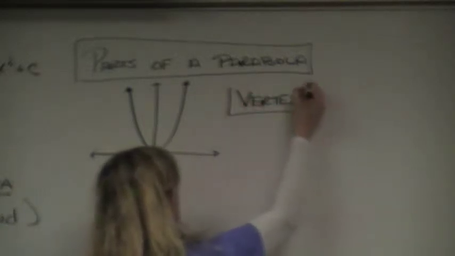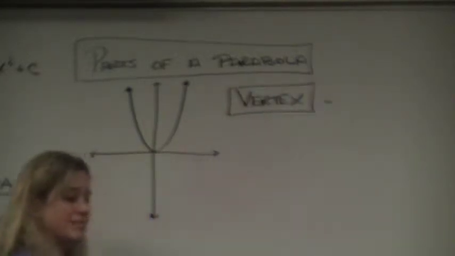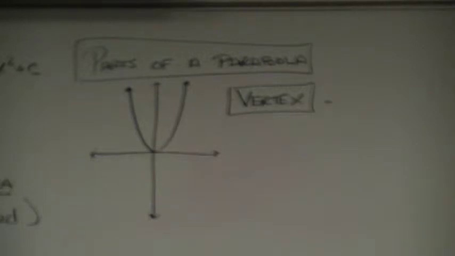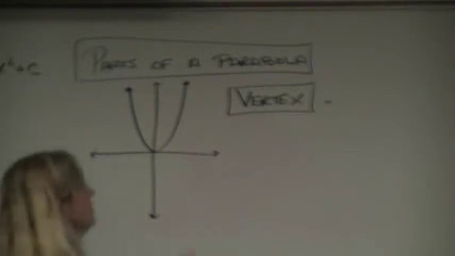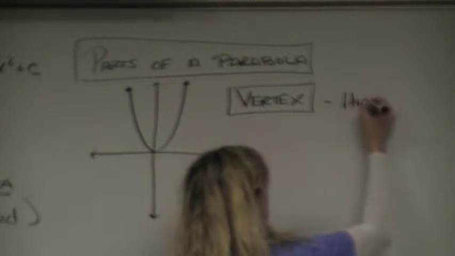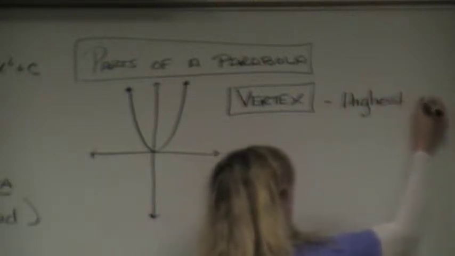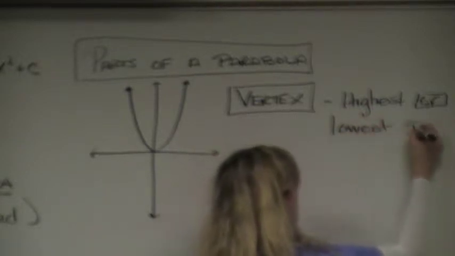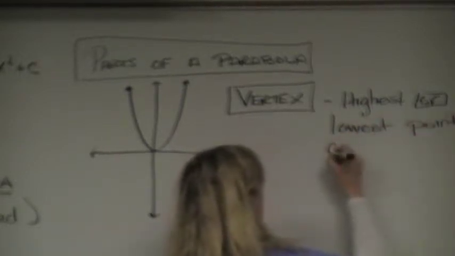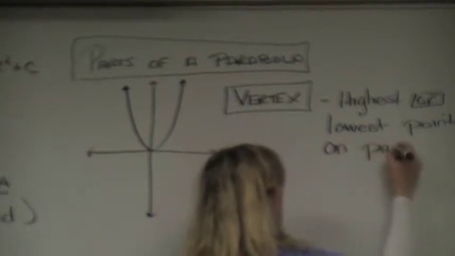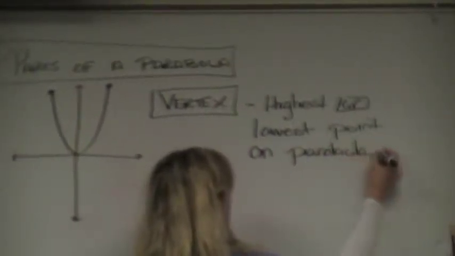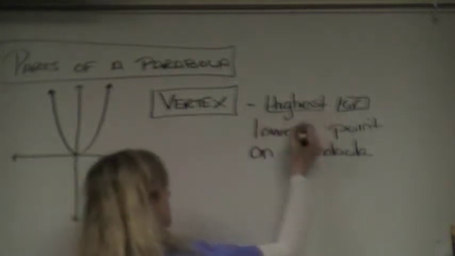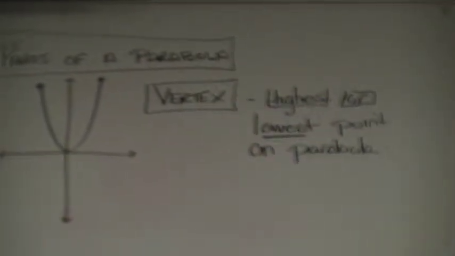Okay, so the first thing I need you to know is the vertex. We're going to define a vertex as either the highest or lowest point on your parabola. It's either the highest or lowest point on a parabola. Okay? It's highest or lowest. And you know what determines whether that is? It depends on whether the parabola is opening up or down.